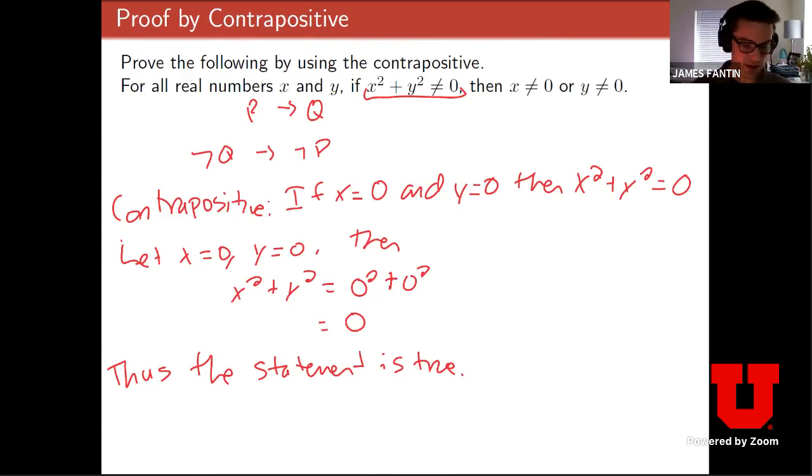We'll often tell you if you need to use the contrapositive, but just think about it in later classes and down the road when you're looking at proofs. Oftentimes the contrapositive can really simplify a proof. Not always, but sometimes it definitely can. So any questions on this one?